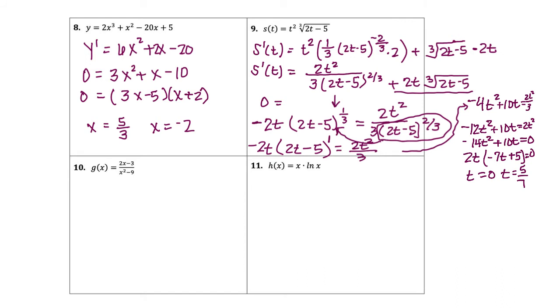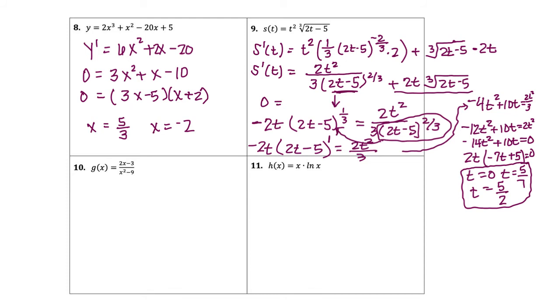And then we need to see where we're going to get an undefined value. And notice that we got this in the denominator, so we also need to throw out t being 5/2. Because that 5/2, if you set 2t minus 5 equal to 0, then that's going to cause a 0 in the denominator. So there's your critical numbers for that one. That one was a mess of a problem.